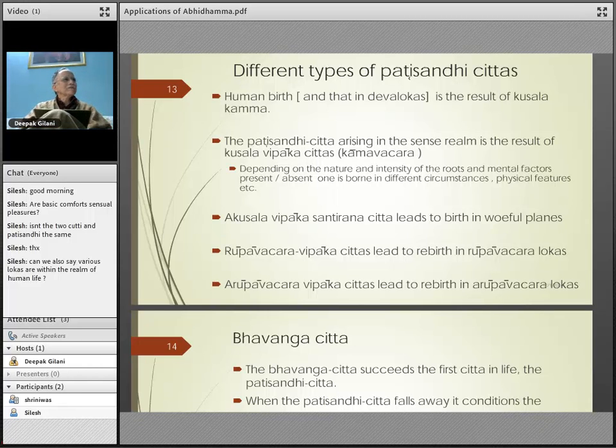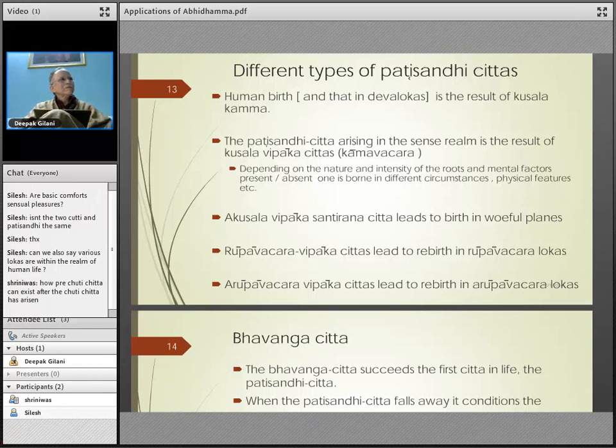Of course, the animal loka we see: birds, animals, we are able to see them. Ghosts and such we are not able to see. Devas we are not able to see because we don't have the ability to perceive other lokas.